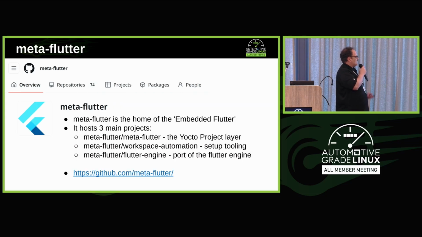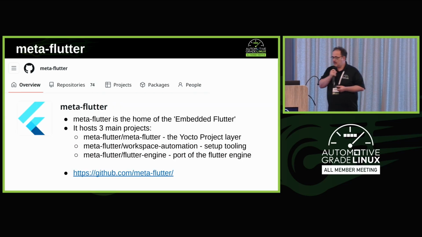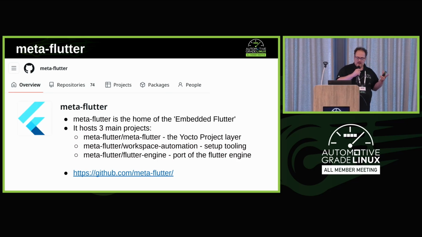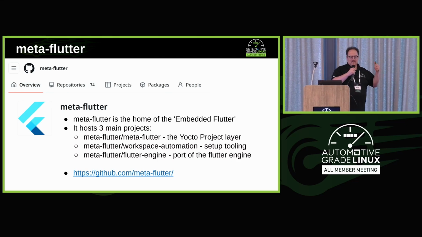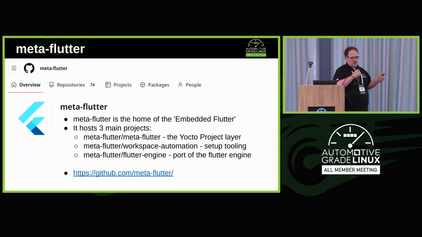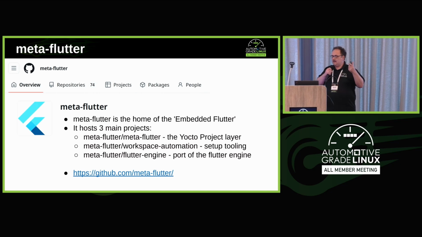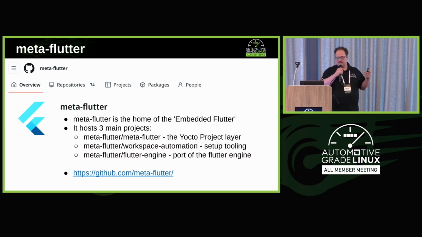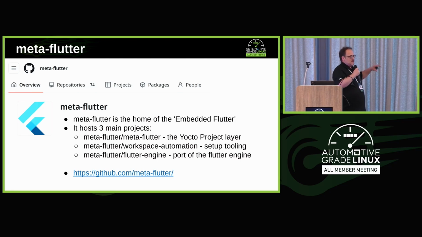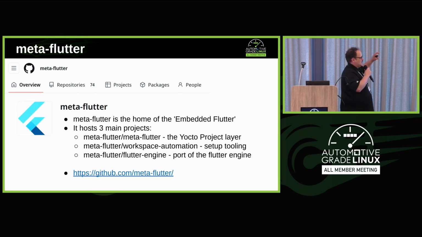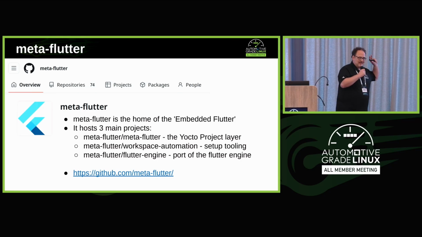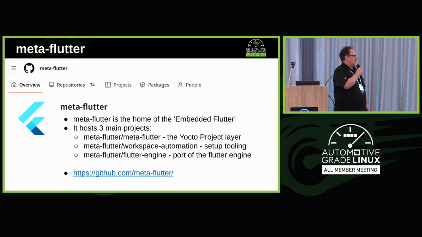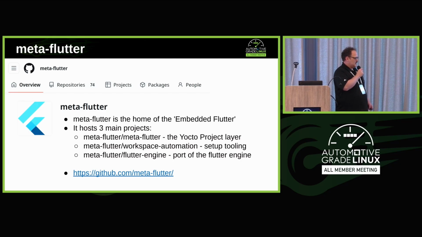We integrate Meta Flutter, and Meta Flutter on GitHub hosts three main components. It's the Flutter engine, right? That's the core piece. Then there is the Meta Flutter layer, and then there's the workspace automation. This talk is using mainly the workspace automation, which helps you set your development PC up, so you can easily work with that.